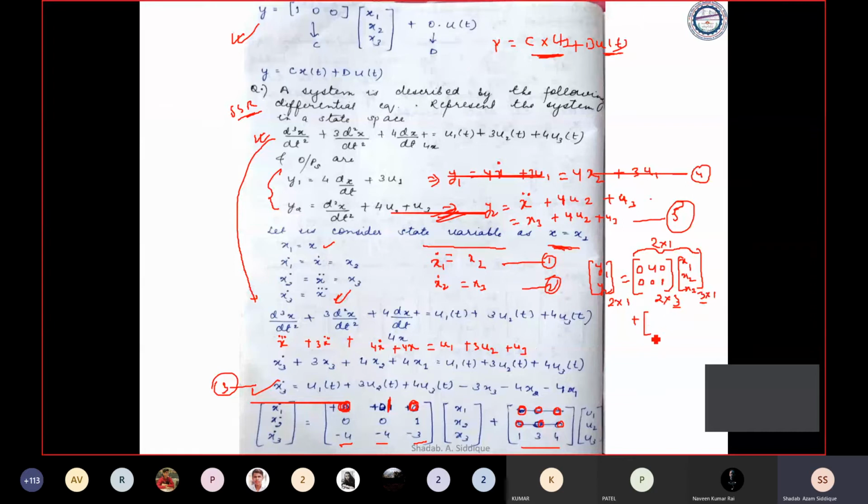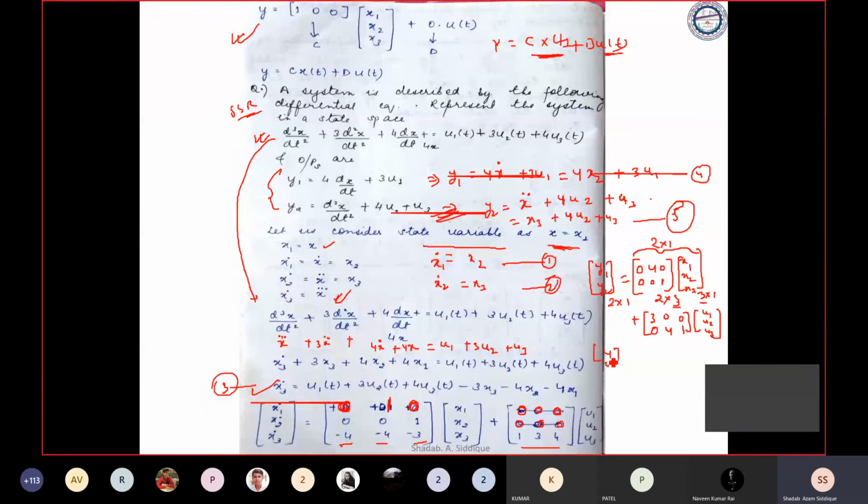Now what about the input? We have u1, u2 and u3, 3 inputs, so we have written u1 u2 u3. In the fourth equation we have only 3u1, so 3 u1 means 3, 0 and 0. Now from the fifth equation you can see u2 and u3. U2 has a constant 4 associated with it, and u3 has a constant 1. So this should be 0, 4 and 1. So that is the output equation.